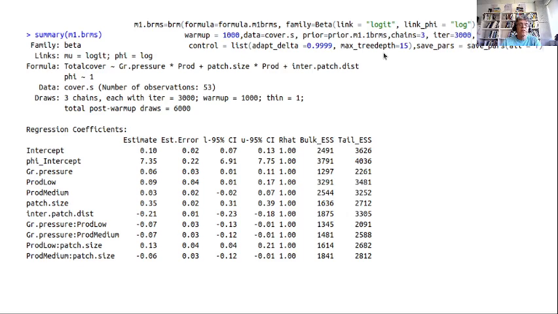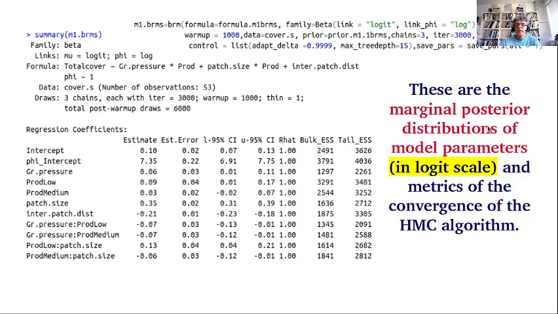Now let's look at the results. The results here show the marginal posterior distributions of the model parameters on the logit scale for all the parameters except for phi, which is the dispersion parameter of the beta distribution, and the metrics of the convergence of the Hamiltonian Monte Carlo algorithm. To start with the latter, we see that the R-hat values are all very close to 1, and that we have plenty of nearly statistically independent estimates for most of the parameters.